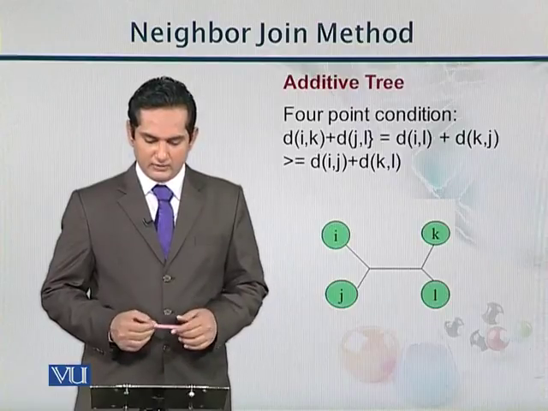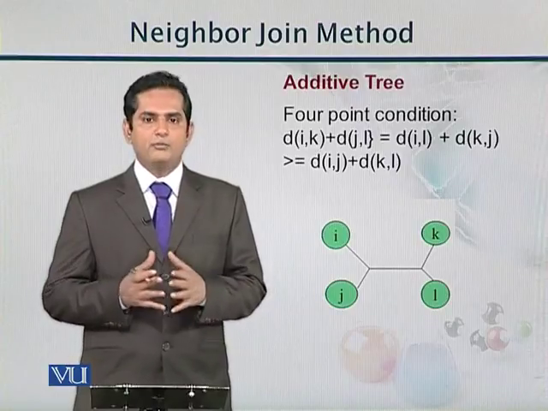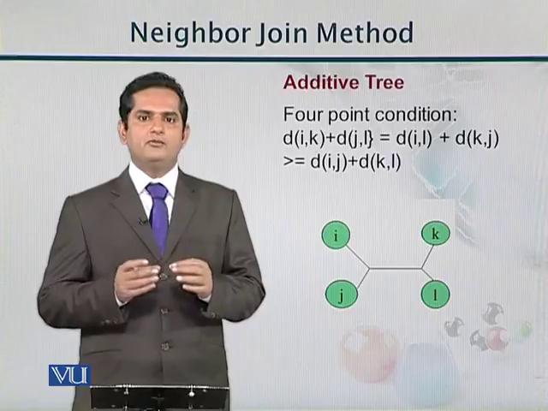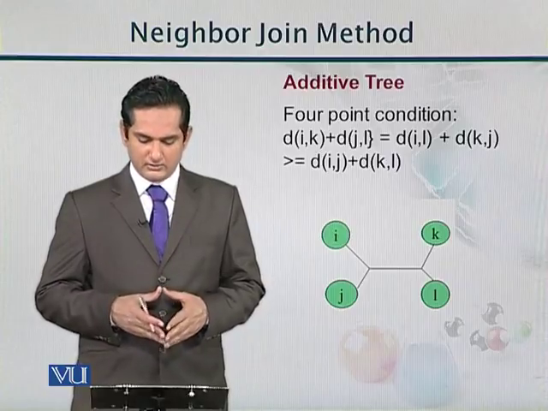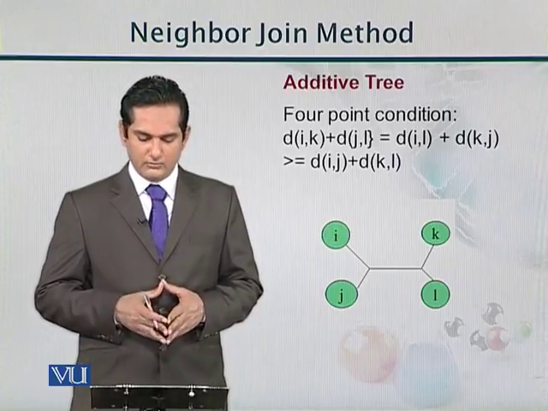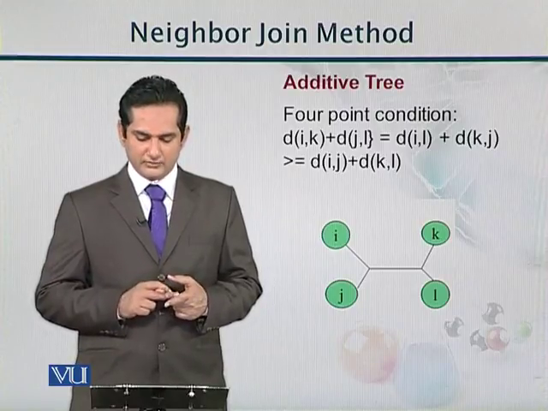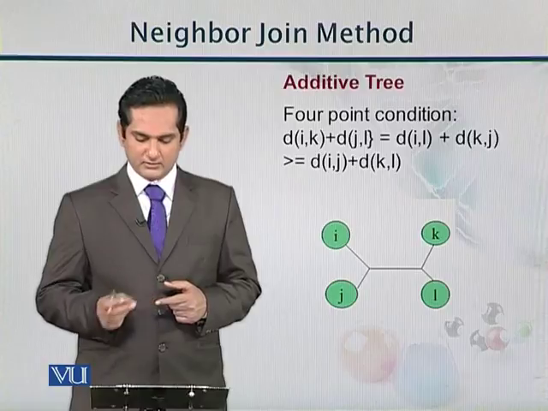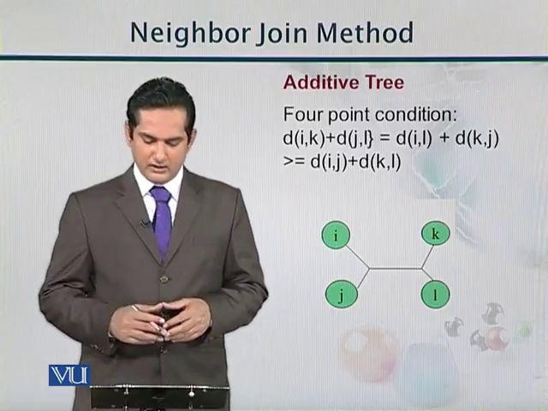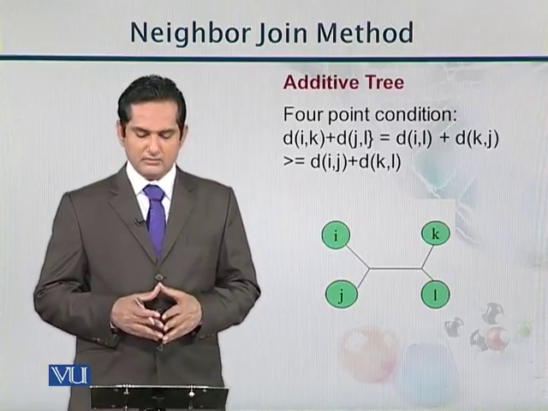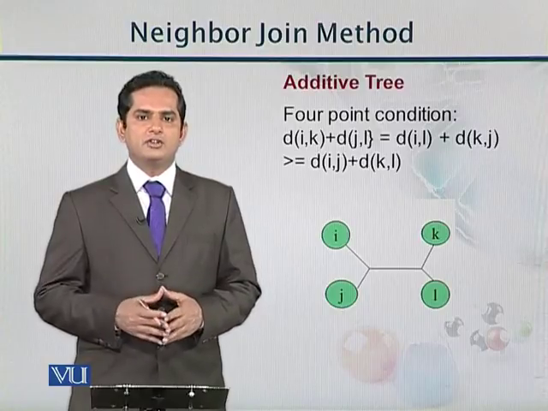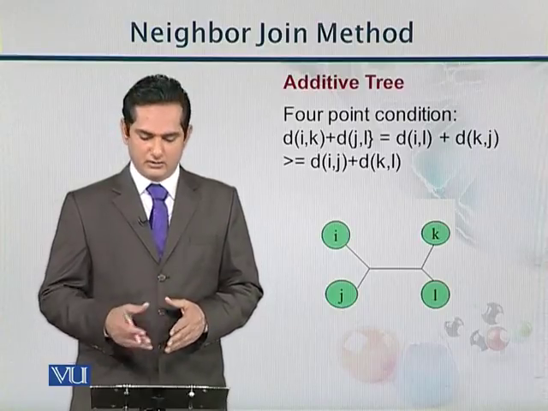So what is an additive tree? What would be the condition for the 4-point condition? The condition is similar to the 3-point one: for any 2 pairs, dik plus djl should be equal to dil plus dkj, which are shown here, and it should be greater than or equal to dij plus dkl. So it is an extension of the 3-point additive tree.